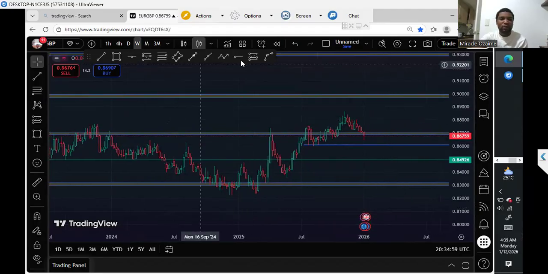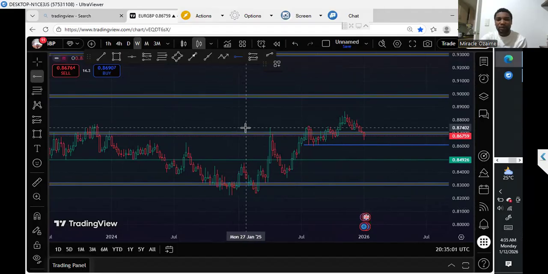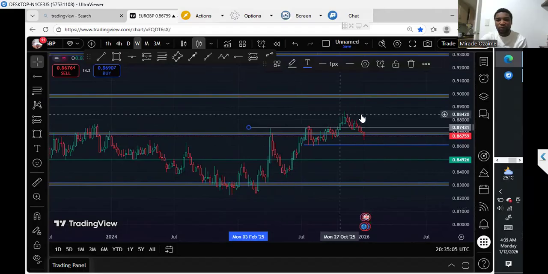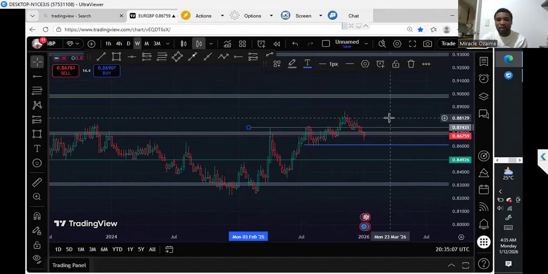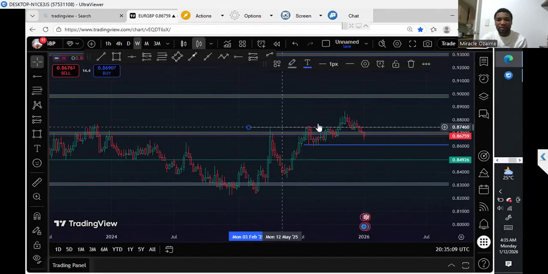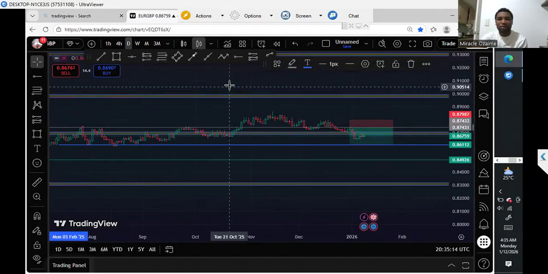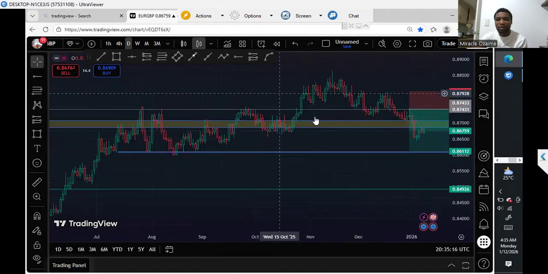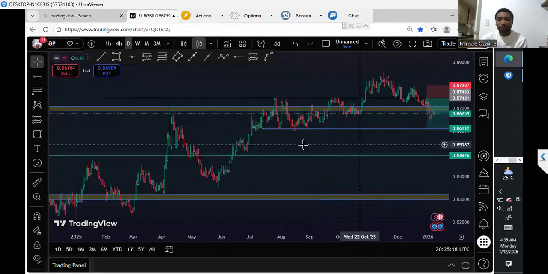However, I'm going to be looking for price to come back and retest around this region for a proper retest around this top, around this area. If we come to a daily time frame, you're going to see what I'm saying clearly. So on the daily time frame, this is what I'm looking at.